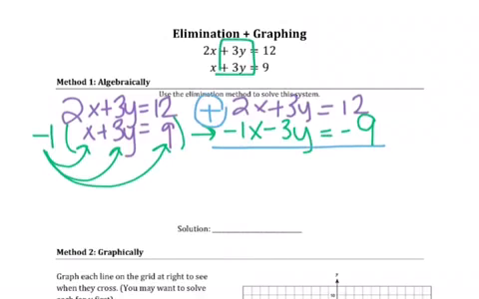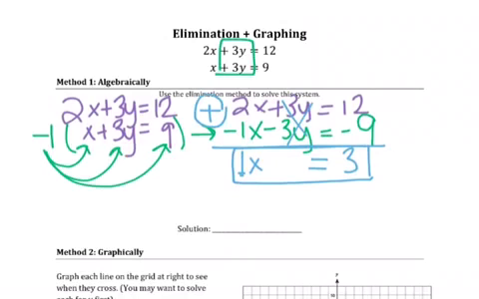Okay, I can now go and combine or add my two equations together. So I'm going to combine my x's, so 2x minus 1x gives me 1x. I've created my opposites for my y terms, so 3y minus 3y, they're going to eliminate. So then I'm just left with 12 minus 9, which gives me 3. Well, lucky for us, right here, I already have x by itself, so I don't have to do anything else, such as divide by a coefficient, to get x by itself. However, I do need to go back and find y.